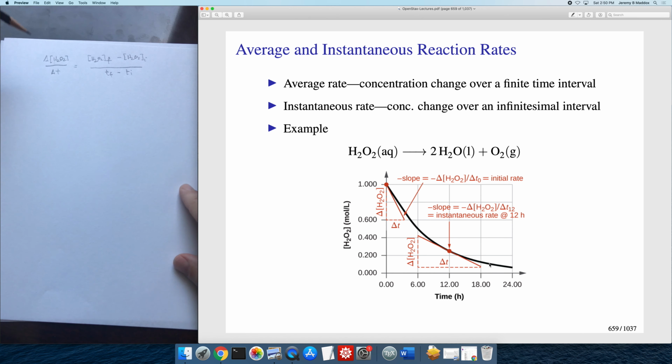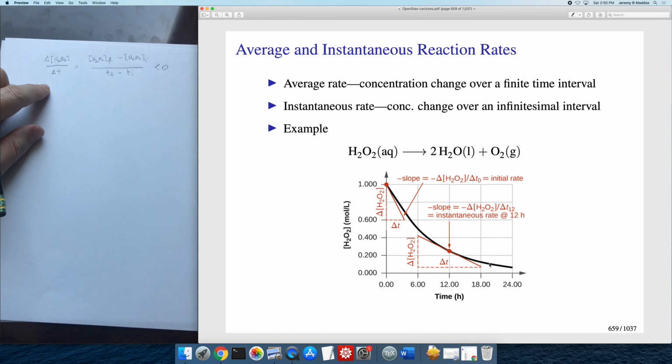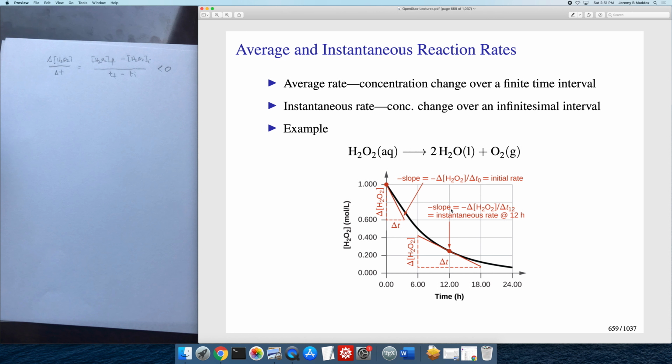So this is going to end up being less than 0. Okay, so this is not quite what we want for a rate, because we want our rate to be expressed as a positive number. But if you take minus the delta H2O2 divided by the change in the time interval, then that would give you what we would call a rate. And so this represents the average rate over that time interval.